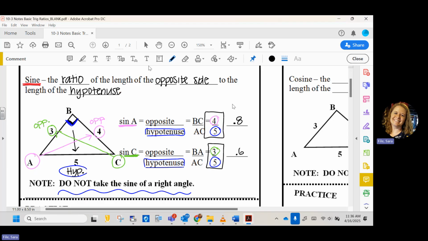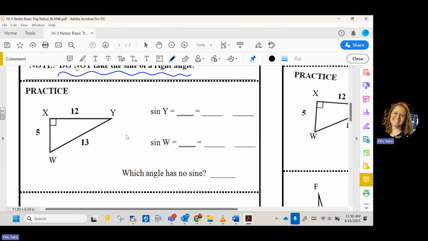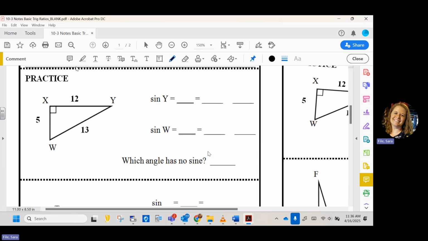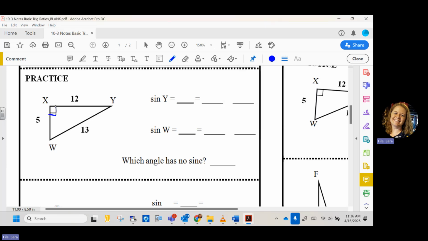Okay. All right, so let's try and apply that for sine. Okay, we want to set up the sine ratio for the given triangles. So the first thing I'm going to do is label the hypotenuse. My hypotenuse is across from the 90-degree angle.